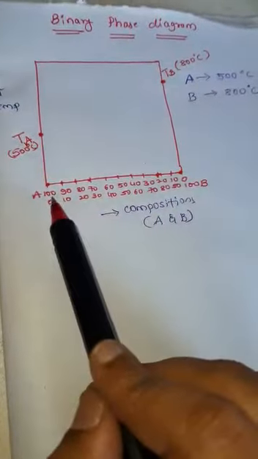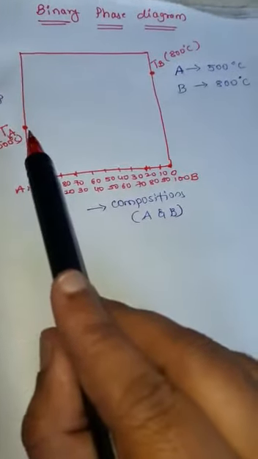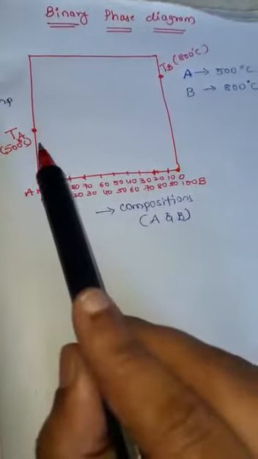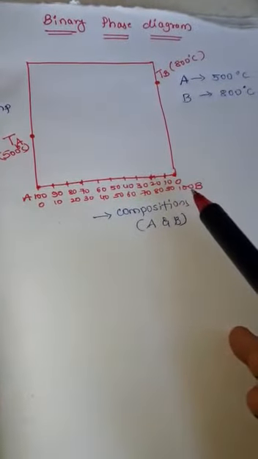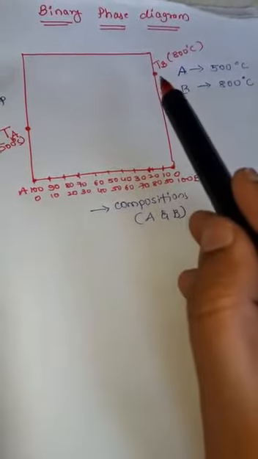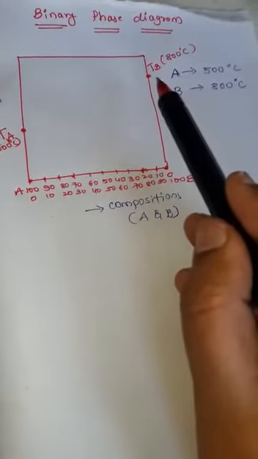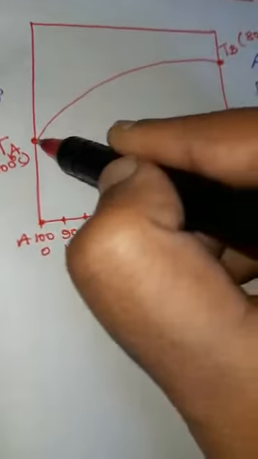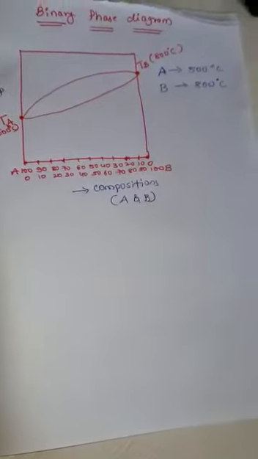Where A is equal to 100, you mark the melting temperature of A on that line only. Where B is equal to 100%, on that line only you write the melting temperature of B. So this is the binary phase diagram.